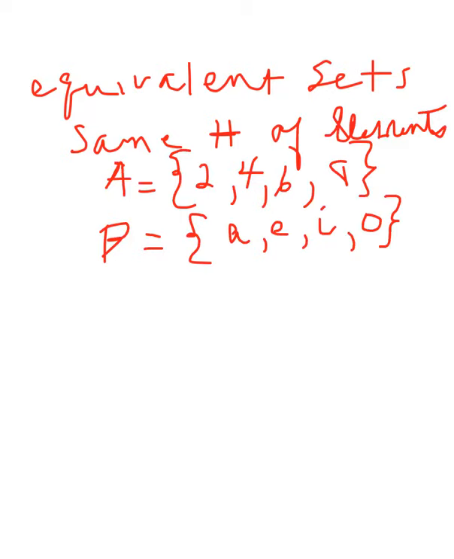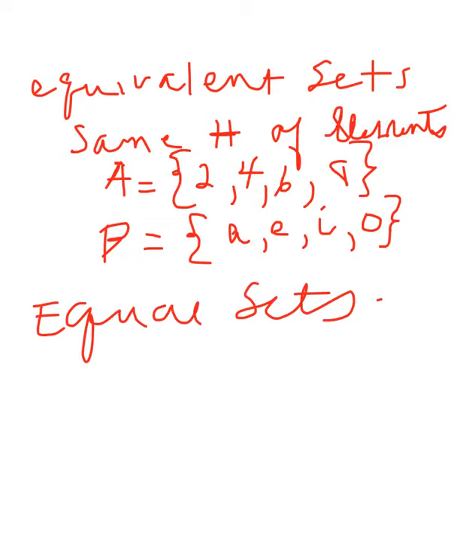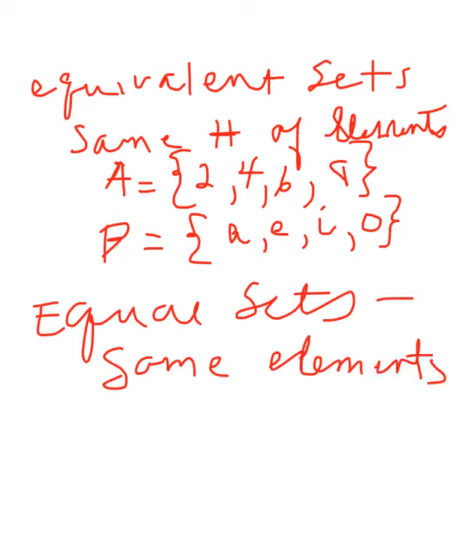On the other hand, if we're talking about equal sets, that is completely different. When we talk about equal sets, they have to have the same elements, guys. They must contain the same elements, which reminds me, when you write the elements in a set, they do not have to be in the same order. So when we talk about equal sets, we're looking at two sets that have the same elements.